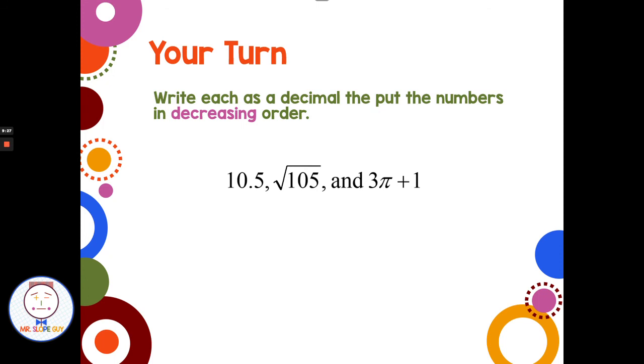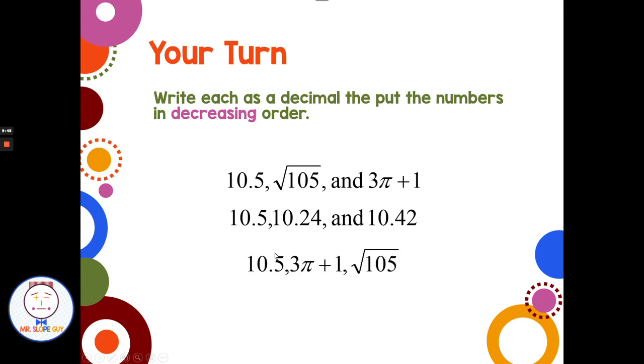All right, so if we have these in decimal form, we have 10.5, 10.24, and 10.42. So in decreasing order means I'm starting with the largest one. Well, that's like $10.50, $10.24, $10.42. So the biggest one, 10.5. Then the 10.42 would be this 3 pi plus 1 would be the next one. And the smallest one, 10.24, would be like the square root of 105.